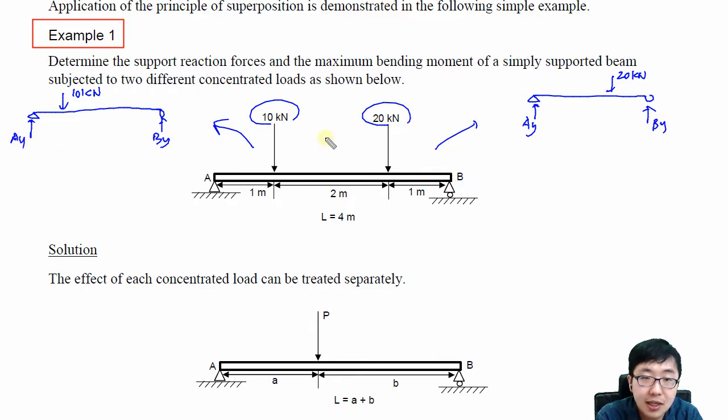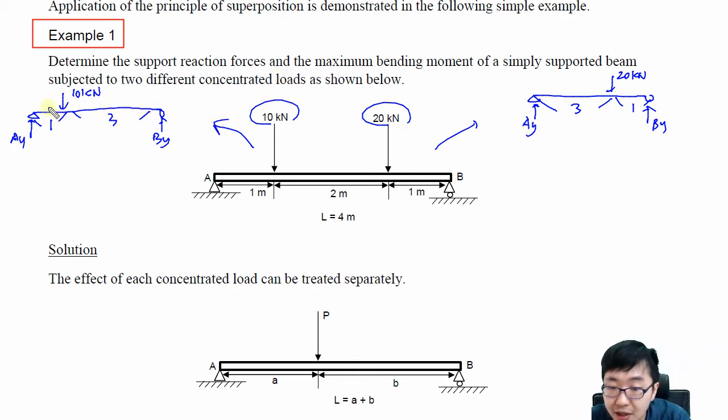But this AY and this AY are totally different because the applied loading condition is different. So in this case, the distance is 1 and 3, and this is 3 and 1. Can you try to get the answer for this AY? You can try it, but I think I can skip it here. Once you get this answer, AY should be 7.5.